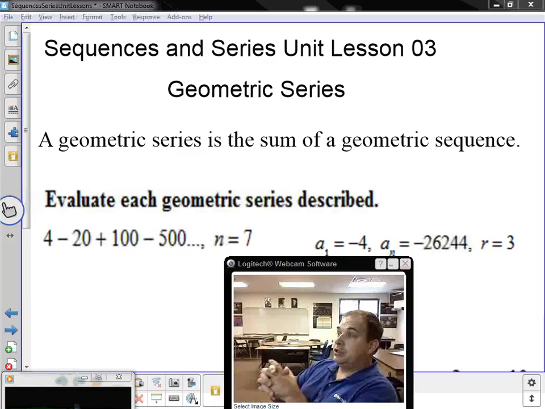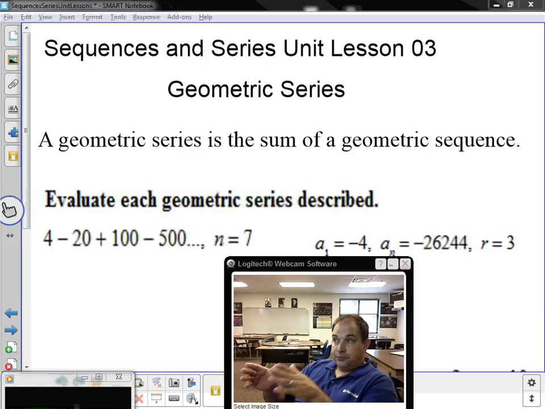Here I'm supposed to evaluate each geometric series described. The first one says I'm going to take 4 and subtract 20 and add 100 and minus 500, and I'm going to do that until I get 7 terms. Now, what I could do, like the very first arithmetic series that we had, is I could get every one of the 7 terms and just go ahead and add. Not bad if I only have 7 terms.